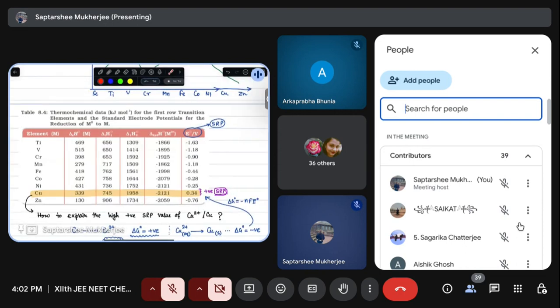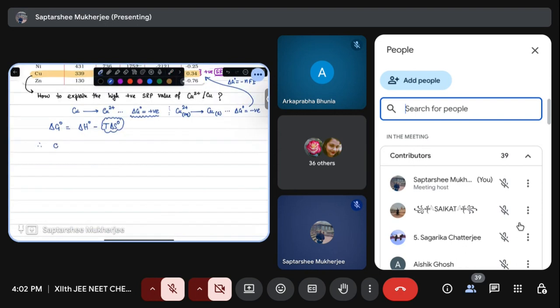So how am I explaining this? Copper to copper plus 2 perhaps has a very high value of the first and second ionization enthalpy sum that is not at all compensated by hydration enthalpy.